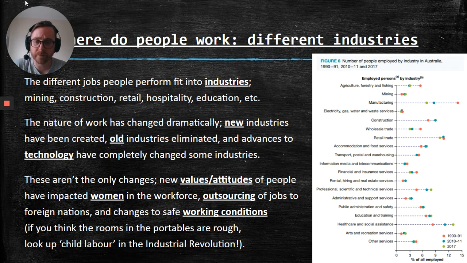Advances in technology have completely changed some industries. So the phone industry used to be phones that were landlines that were just in your house. It's now more focused on smartphones, obviously. These aren't the only changes.